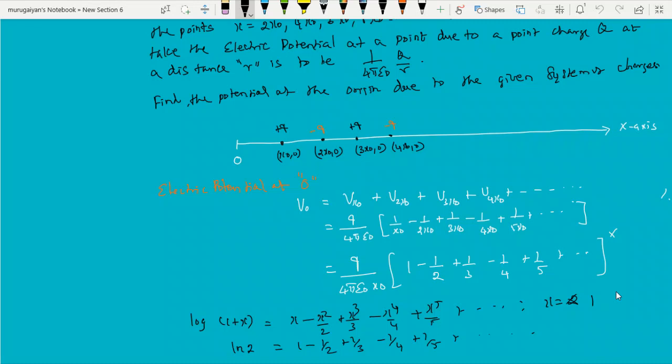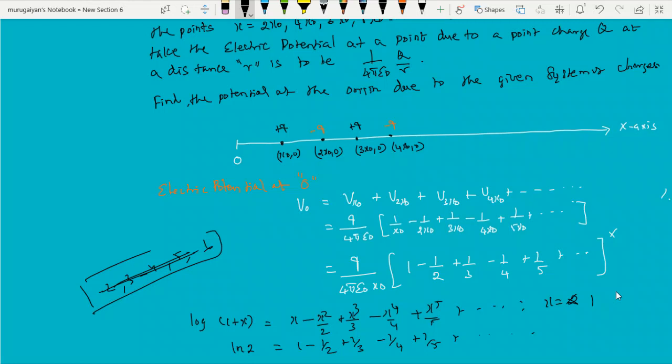We can take a harmonic progression with common difference minus 1, but the differences are not homogeneous, not unique: 3 minus of minus 2 is 5, 4 minus of minus 4 is 7. So this won't come under AP or GP.